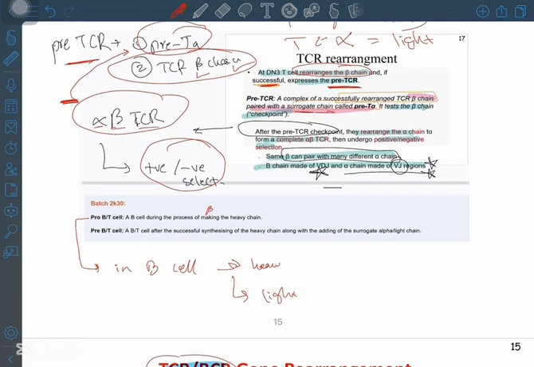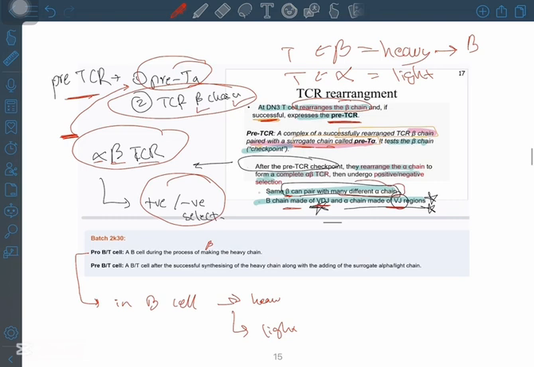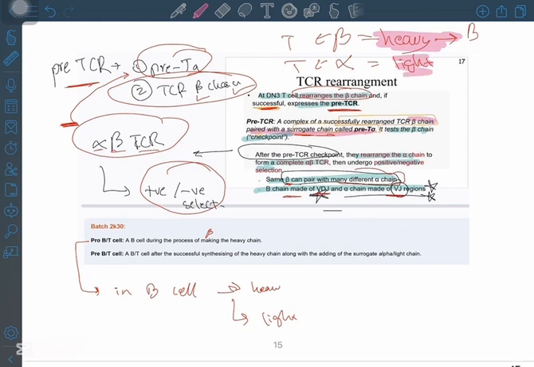Now I want you to know that the same beta can pair with many different alpha chains. The beta chain is made up of VDJ, while alpha is made of VJ regions, which is very, very important. This also means that the heavy chain in the B cell is going to be made of VDJ, and the light chain is going to be made up of VJ regions in B cells.